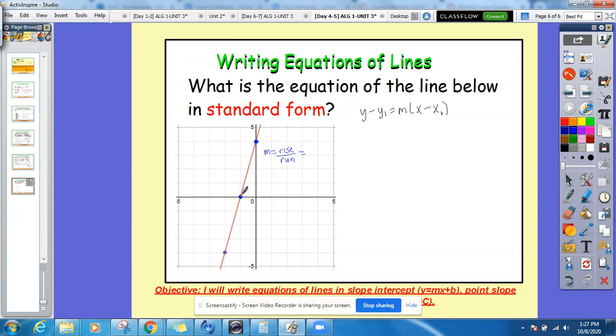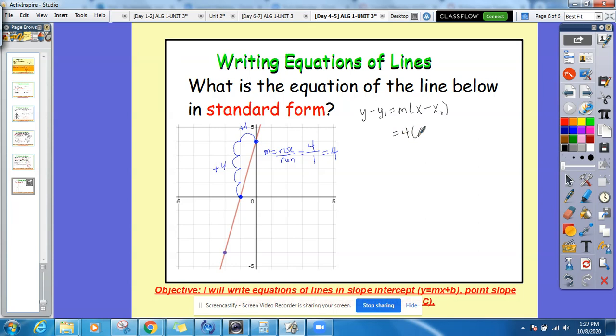So I'm going to see how much do I rise to get from this point to the next point, and it's +4 because we're going up. And then I run over 1, positive 1 because we're moving to the right. So my rise was +4, and my run was +1, positive. So 4 divided by 1 is 4. That's my slope for this line. So we know the slope.